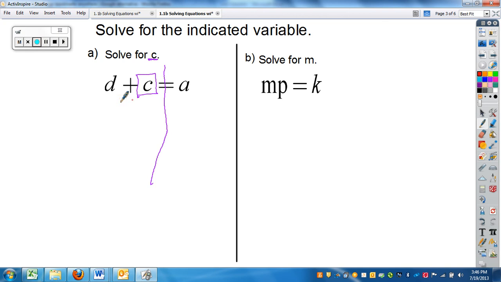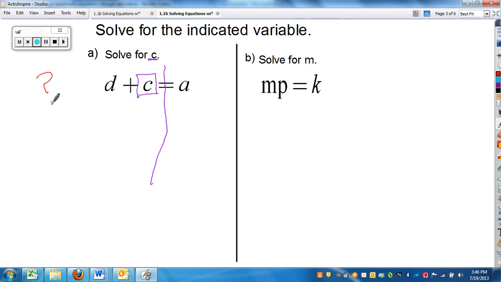So next thing you need to think about is what operation is between d and c. Well, that operation is addition. The opposite of addition is subtraction. So I'm going to subtract d from both sides. Well, d minus d is 0, so they simplify out or cancel. So I'm left with just c, and then I have a minus d.